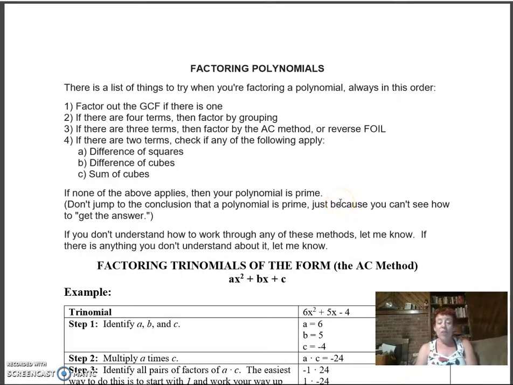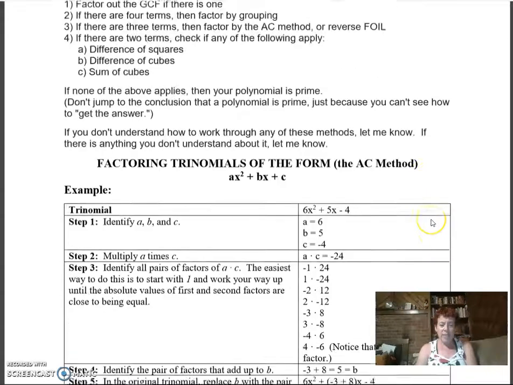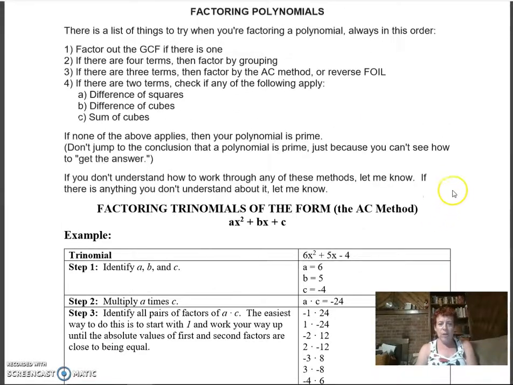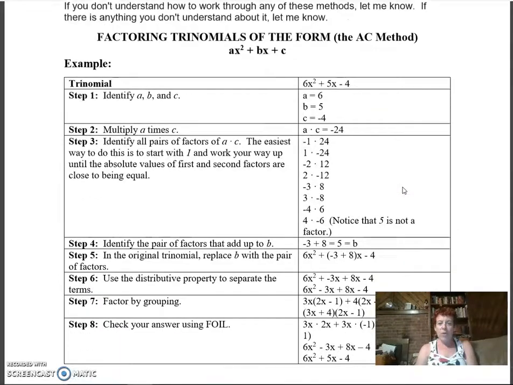Now, don't jump to the conclusion that your polynomial is prime and can't be factored just because you don't get an answer right away. Check through it, and let's look at a challenging example here just to see how that works. So let's go here. We're factoring a trinomial of the form ax squared plus bx plus c. We call this the AC method.